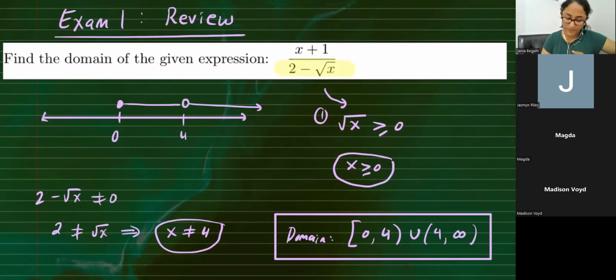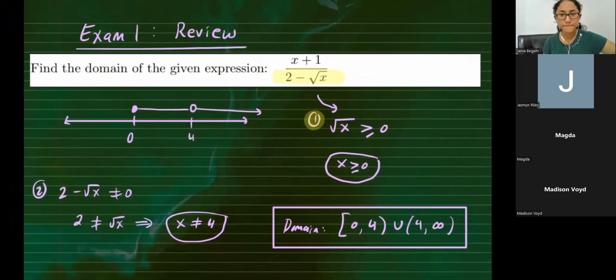So we have to take care of two things. One, the square root is positive, and two, that everything in the denominator is not 0. So you take care of both conditions. Let me know if this makes sense. So any questions on how we got this answer?